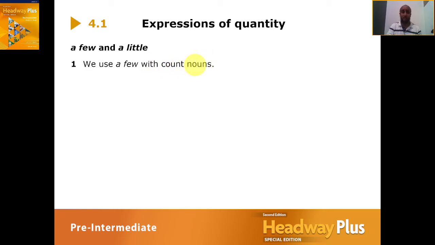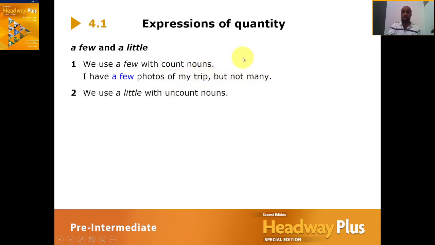Let's look at an example. I have a few, and here's the countable noun, photos, of my trip, but not many. All right, so this is the example of a few. And when we use a little, you can imagine it's going to be the opposite, with uncountable nouns. And the example we have is, we have a little, and the uncountable noun is money. So we only have a little money left.